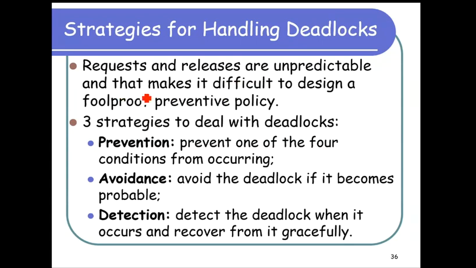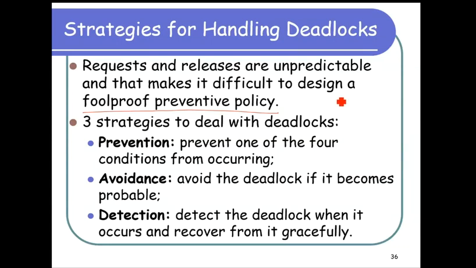Requests and releases are unpredictable, and that makes it difficult to design a foolproof preventive policy. So this is dynamic. It's interactive. Okay, it's really unpredictable. So you cannot have a perfect design. Okay, if you do more locking, more this and that, you will increase the deadlock. But if you make it too relaxed, data integrity will suffer. So you must have a trade-off. Okay, must balance. Everything must be in balance. So that's why they don't have a foolproof preventive policy.